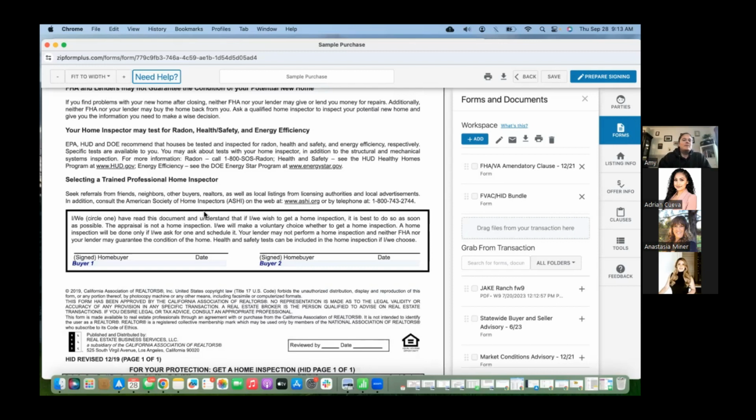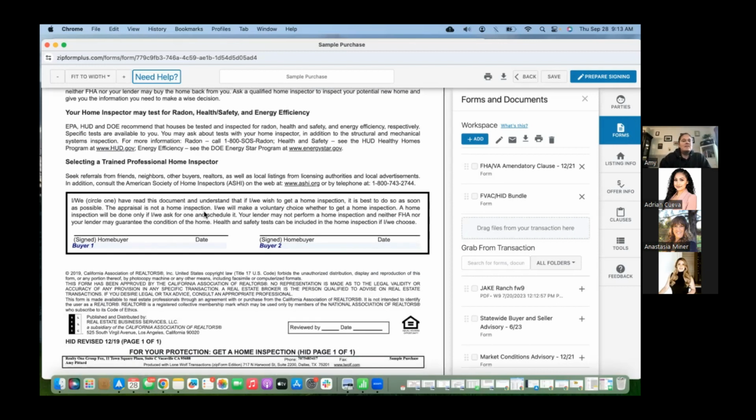Selecting a trained professional home inspector. Seek referrals from friends, neighbors, other buyers, realtors, as well as local listings from licensed authorities and local advertisements. In addition, consult the American Society of Home Inspectors on the web at www.ashi.org or by telephone. Okay, and then it goes, I or we, circle 1. You're supposed to circle 1. I don't know that it matters there. Have read this document and understand that if we wish to get a home inspection, it is best to do so as soon as possible.